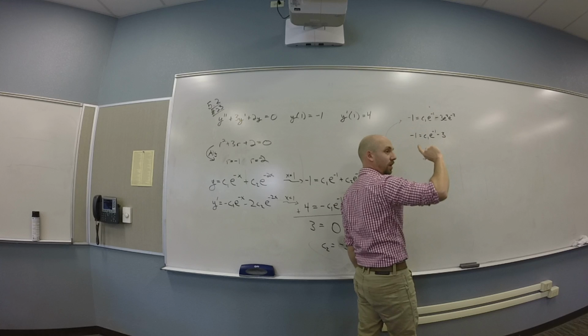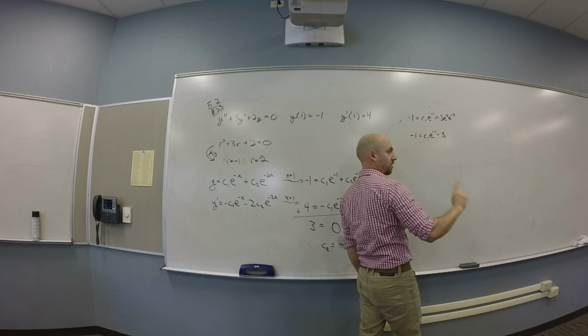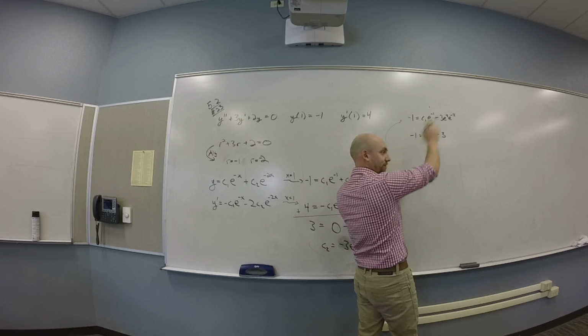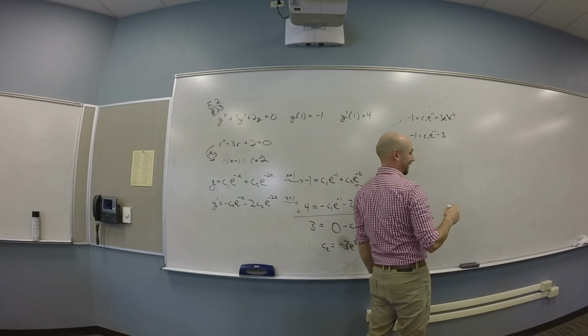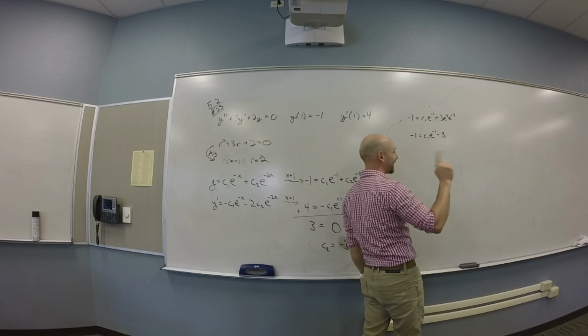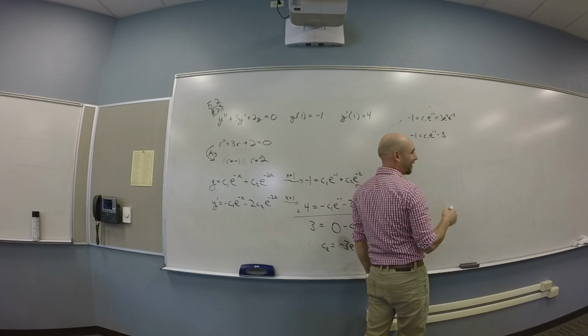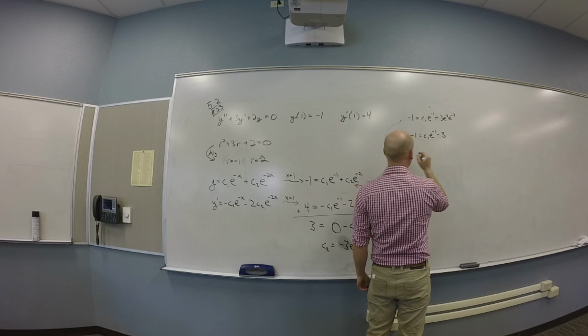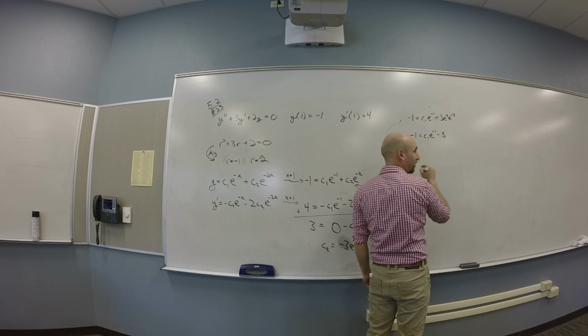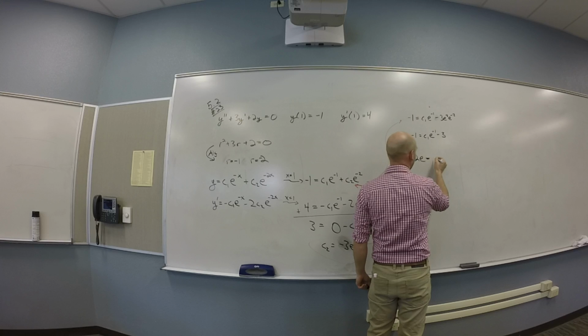Then I could add 3 first, and then divide by e to the minus 1, or multiply both sides by e. So if I add 3 to both sides, I'll get 2. Then I'll multiply by e, so I'll get 2e as c1.